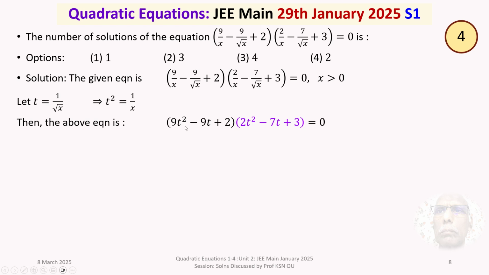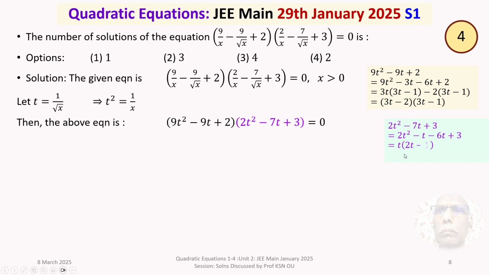For the first one, the factorization is shown here: 9t square minus 9t plus 2. The detailed factorization is given. The factors are 3t minus 2 into 3t minus 1. For the second factor, 2t square minus 7t plus 3, the factorization is shown in detail, and the factors are t minus 3 into 2t minus 1. So, write down: for the first one, 3t minus 2 into 3t minus 1; for the second one, t minus 3 into 2t minus 1 is equal to 0.